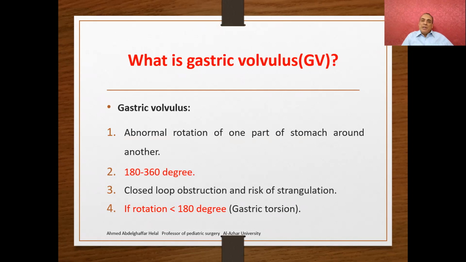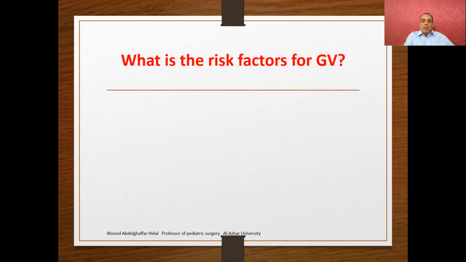Gastric torsion may happen and may explain some attacks of recurrent or transient vomiting in infants and neonates, and spontaneous resolution is usually the rule for gastric torsion, unlike gastric volvulus.